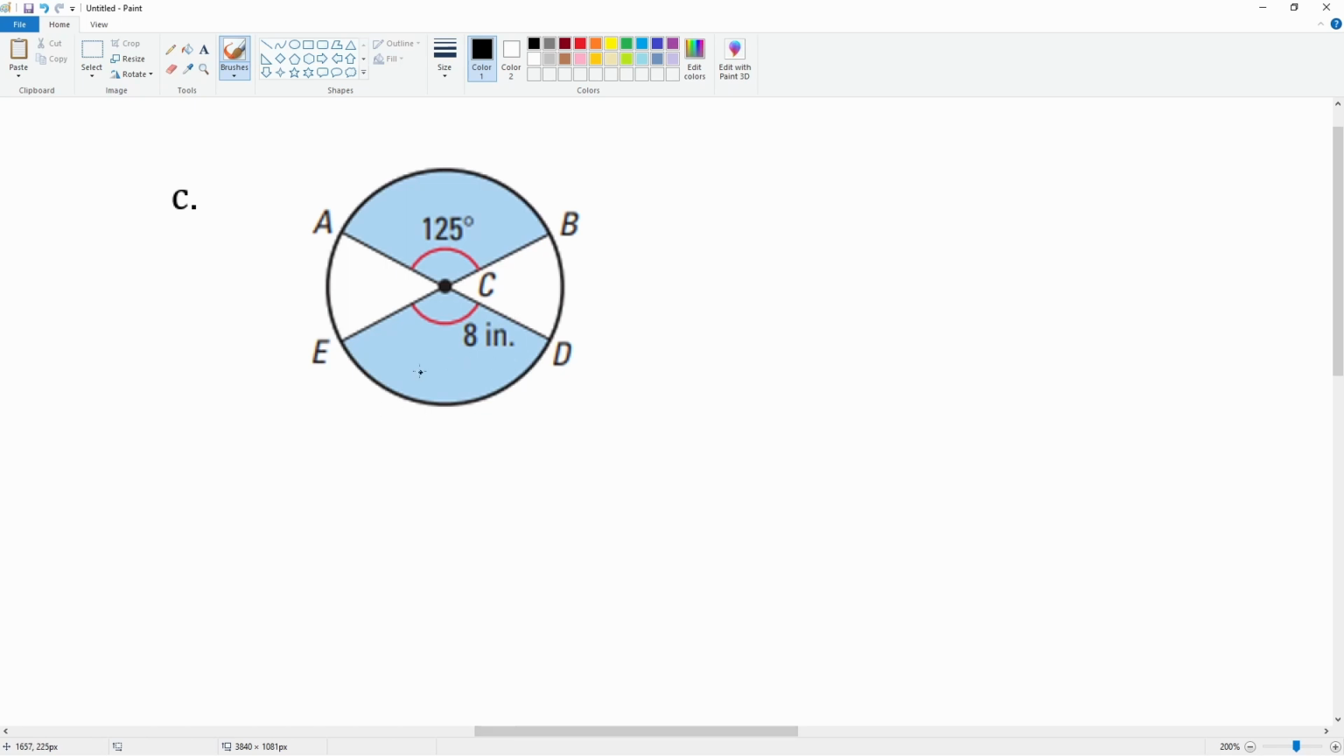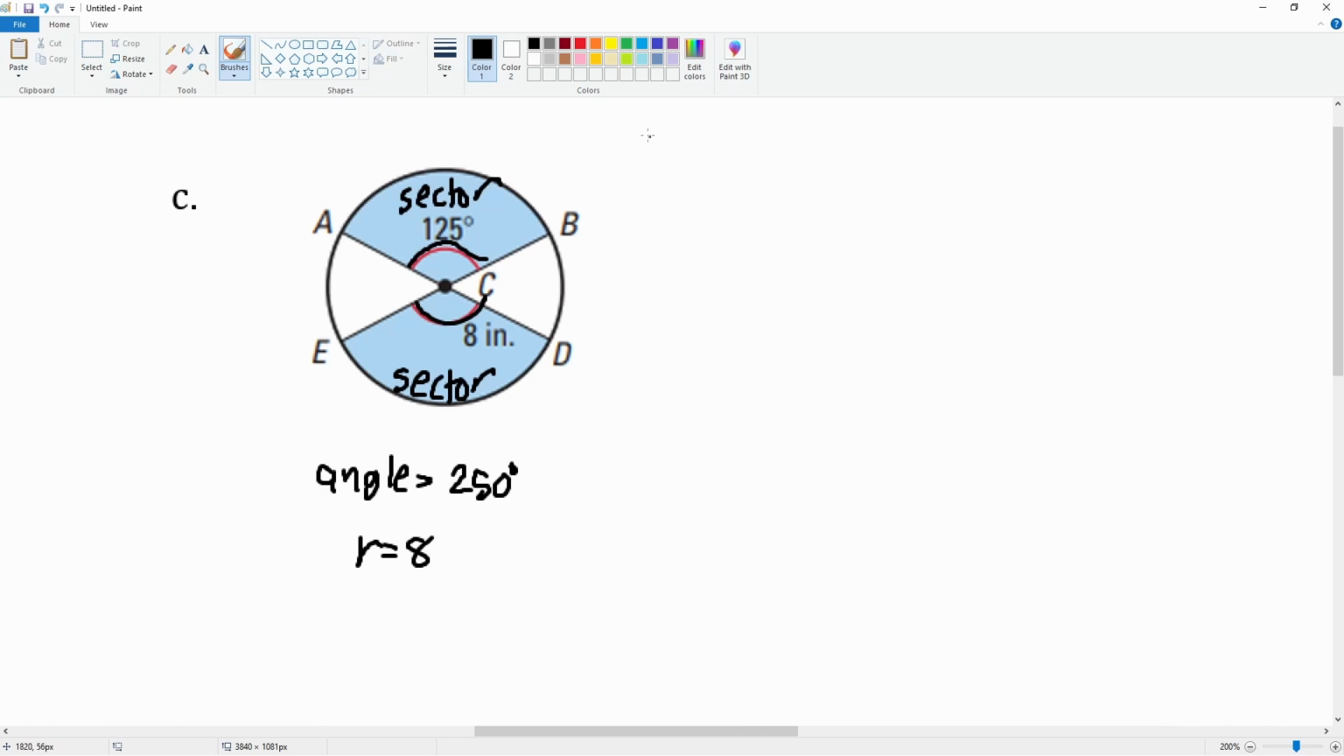Okay, and look at C. We're trying to find this sector and this sector. Rather than do two different problems, you can do this as one problem. The angle here is really 125 plus 125. So the angle is really 250, okay? Because there are two 125s. The radius is the same, which is 8.